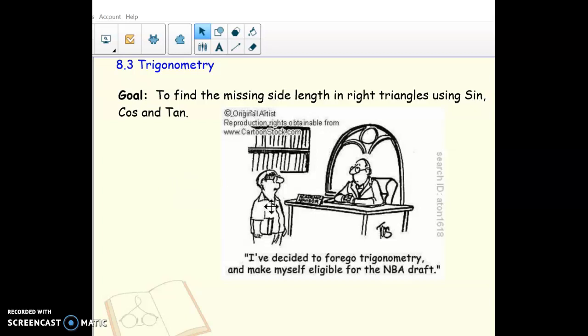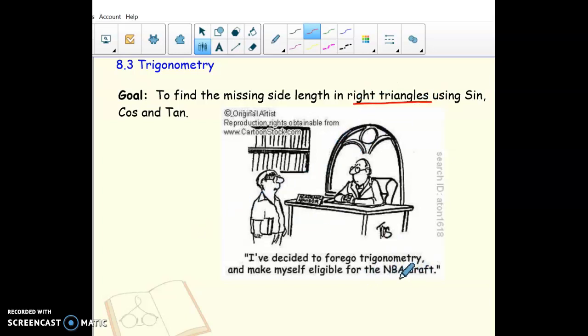All right, hello. Welcome to our review of trigonometry. I'm going to focus just on the basics of sine, cos, tan, which, if you don't remember, apply mostly to right triangles. So we're going to practice sine, cos, tan, and review it with right triangles.